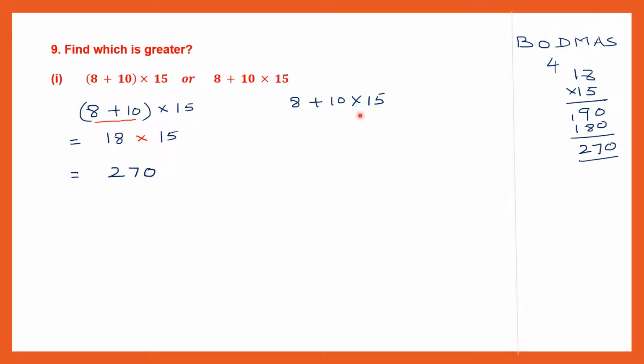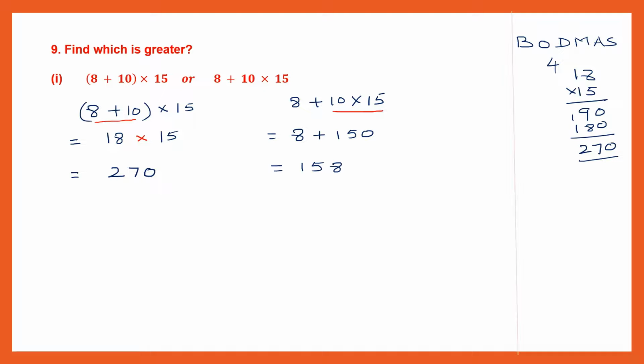And according to BODMAS, which one should we do first? Is it addition or multiplication? If you look at this, multiplication comes before addition. So first work out multiplication. So that means we have to work out 10 into 15. So this will be 8 plus 10 into 15 is 150. And 150 plus 8 is 158.